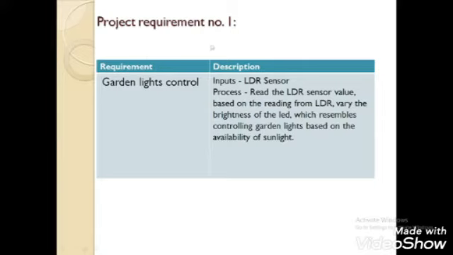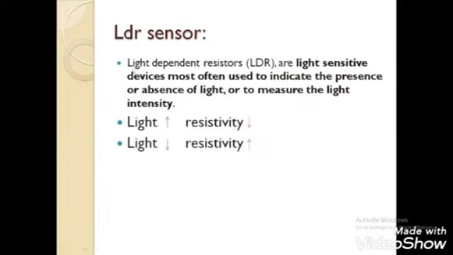So, project requirement number 1. The requirement is garden lights control, and the description is that input should be taken from the LDR sensor, and the process is to read the LDR sensor value and, based on the reading from LDR, vary the brightness of the LED, which resembles controlling garden lights based on the availability of sunlight. So in short, we need to control the garden lights by the position of the sun or the intensity of light present outside. So what is an LDR sensor?